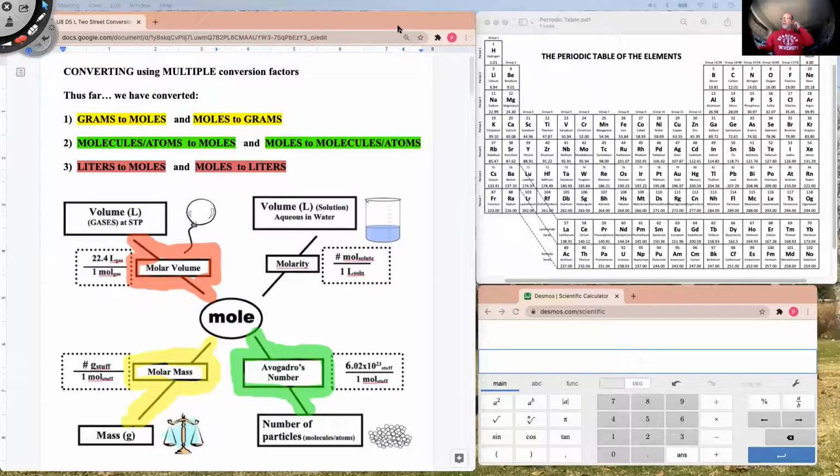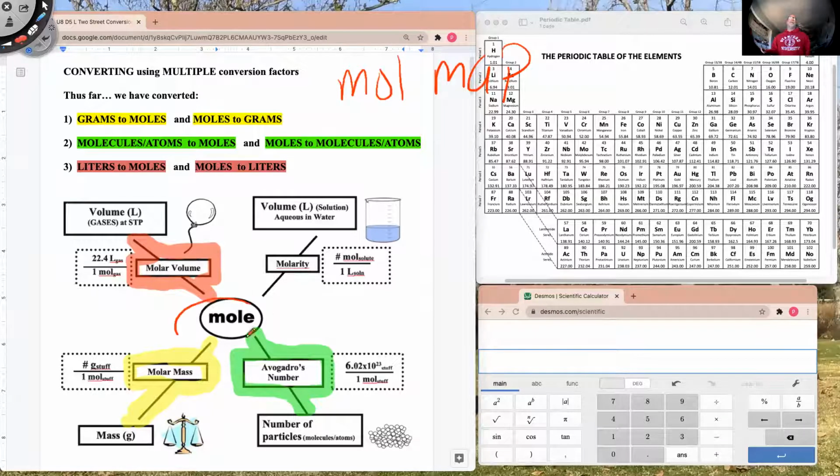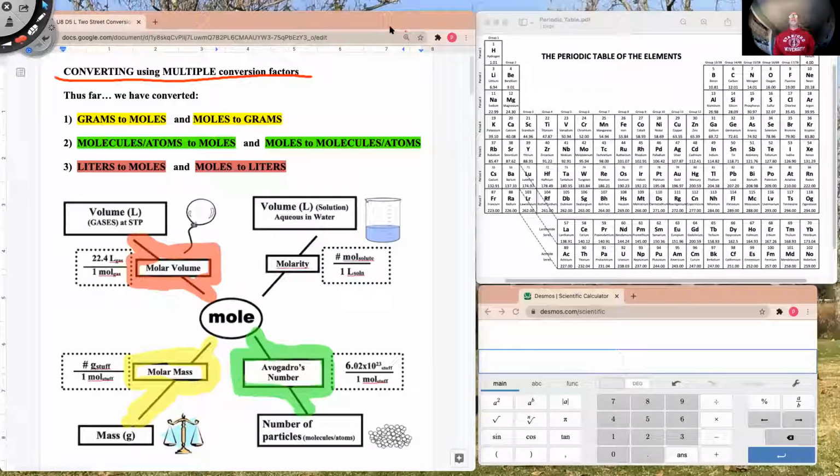All right, ladies and gentlemen. What Mr. Edwards is showing, and what you see on the screen here as well, is something that I created. It's called a mole map, ladies and gentlemen. And there's the moles right here. It's going to guide us through our conversion factors, because we're going to start using multiple conversion factors. Up until this point, we've used one conversion factor. But starting today, we're going to use two conversion factors.